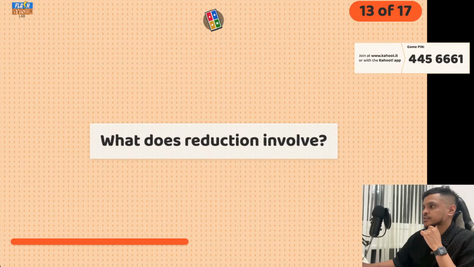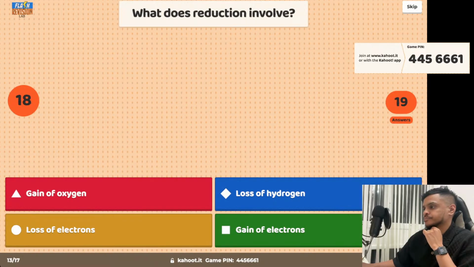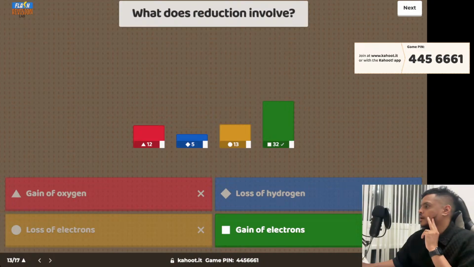Question 13. What does reduction involve? Out of these ones, which one's reduction? Gain of oxygen, loss of hydrogen, loss of electrons, gain of electrons. Gain of electrons. OIL RIG. Oxidation is loss of electrons.